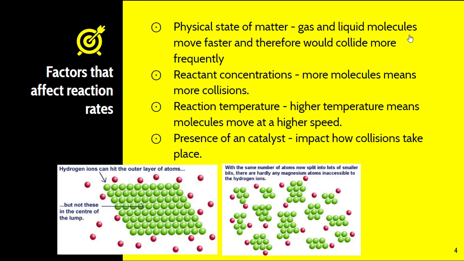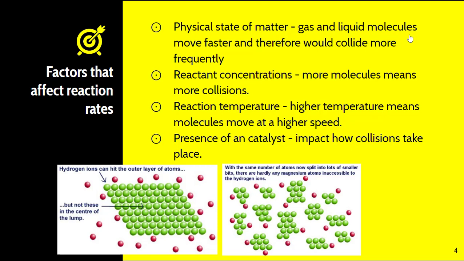Think about reactant concentrations. The more molecules, the more collisions are going to take place. If there are fewer molecules in a solution or a gas, then the collisions will occur less frequently than if the concentration is higher. Think about reaction temperature. A higher temperature means that the molecules are going to move at a higher speed. And if they move at a higher speed, then they're more likely to overcome the activation energy, which is required to make the chemical reaction take place.